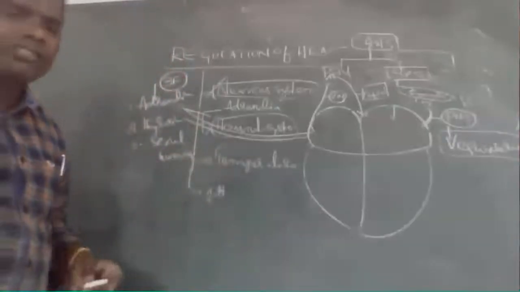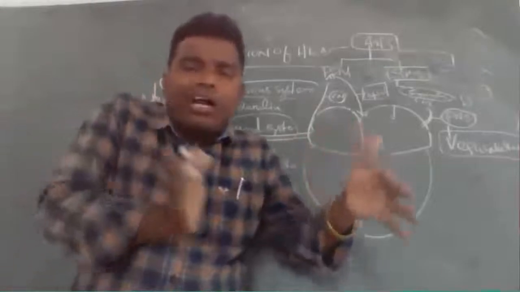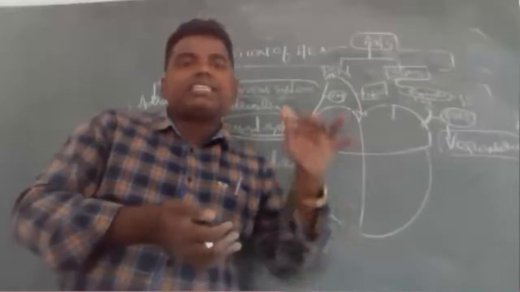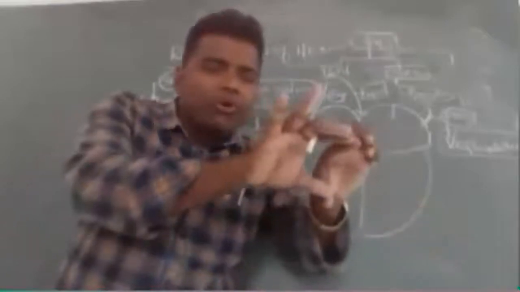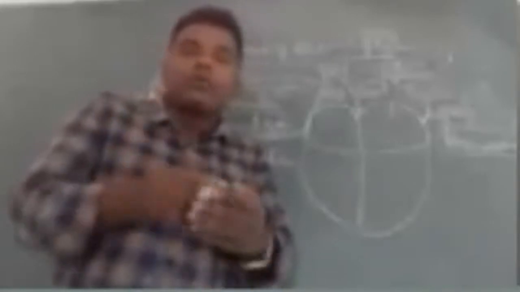Now, next one: sexual hormones. During the adolescent age, like 13, 14, 15, 16, 17, 18, 19, this is called teenage. During this teenage, the sexual hormones, like testosterone in males and estrogen in females, cause attraction between the different sexes. In that condition, these sexual hormones also raise the heartbeat.